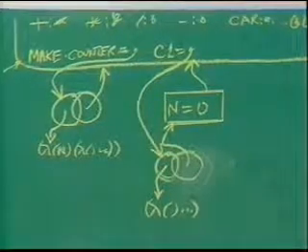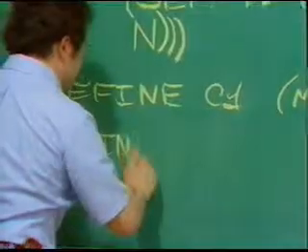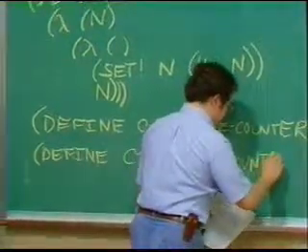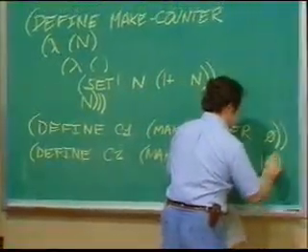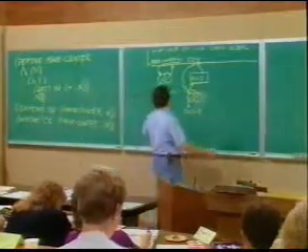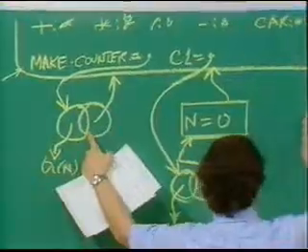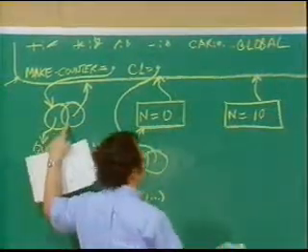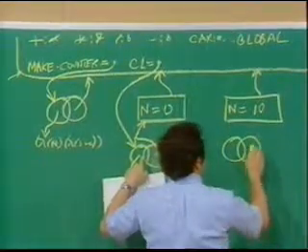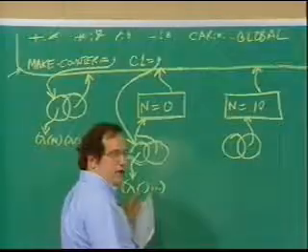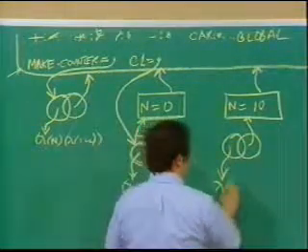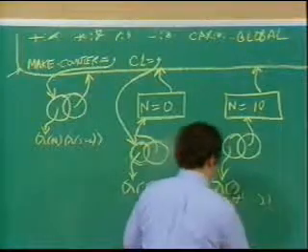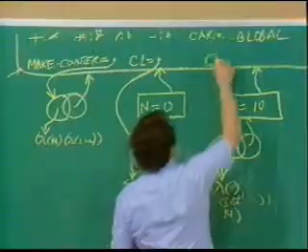Now, if I also make another counter, C2, to be make counter, say starting with 10, then I do essentially the same thing. I apply the make counter procedure, which I got from here, to make another frame with n being 10. That frame has the global environment as its parent. I then construct a procedure which has that as its frame of definition, and the code of it is the procedure of no arguments, which does a set, and so on, and n comes out. And C2 is this.